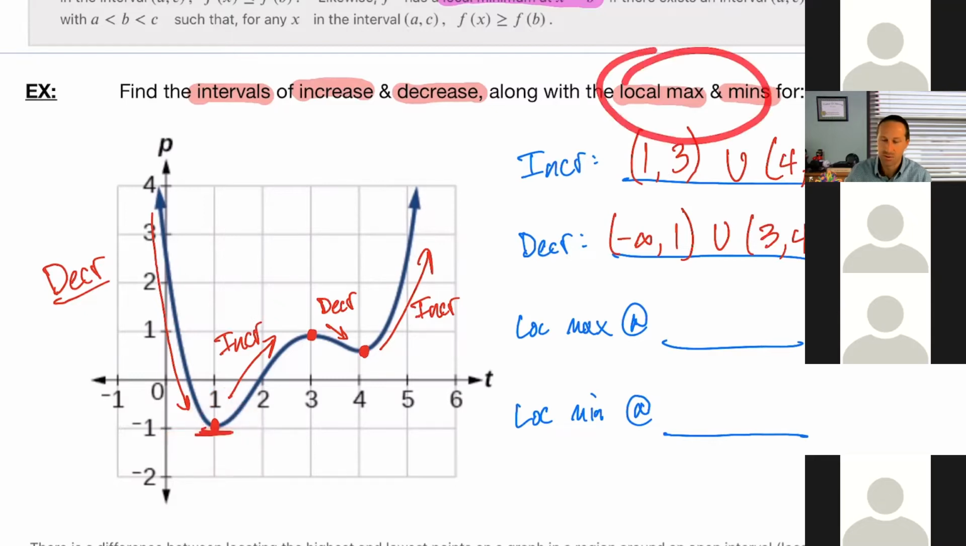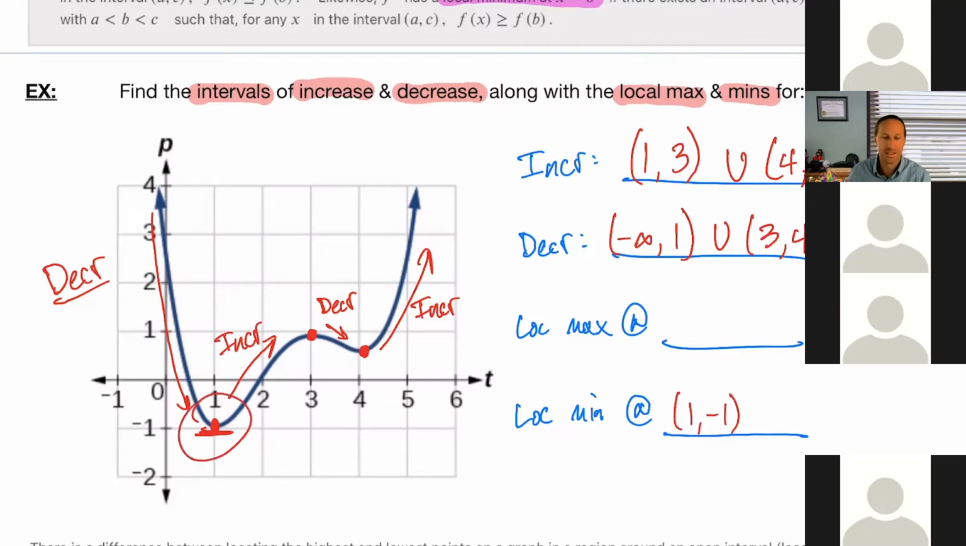But they didn't ask for those just yet. I wanted to just start us off with the easier things, the locals. Around this point, it is by far the lowest. And notice I said this point. You can either give me just the X so that I have to then go find the Y, or if it's easy enough, just give me both. Where is the local min at? It's at 1, -1. Excellent.